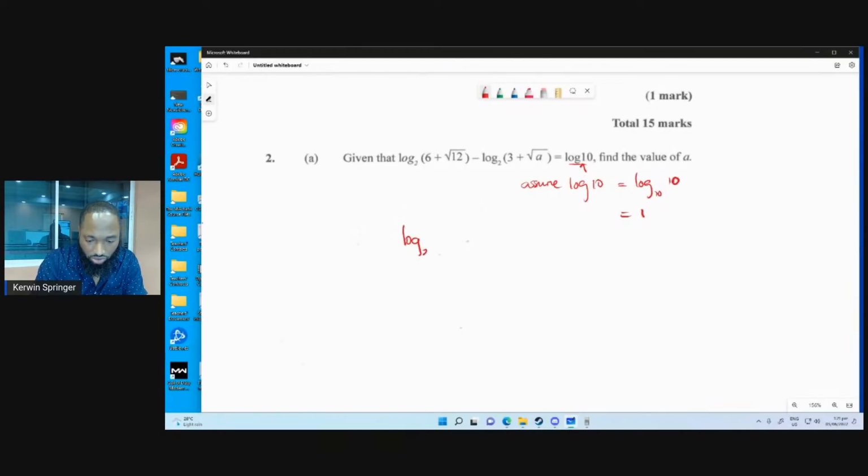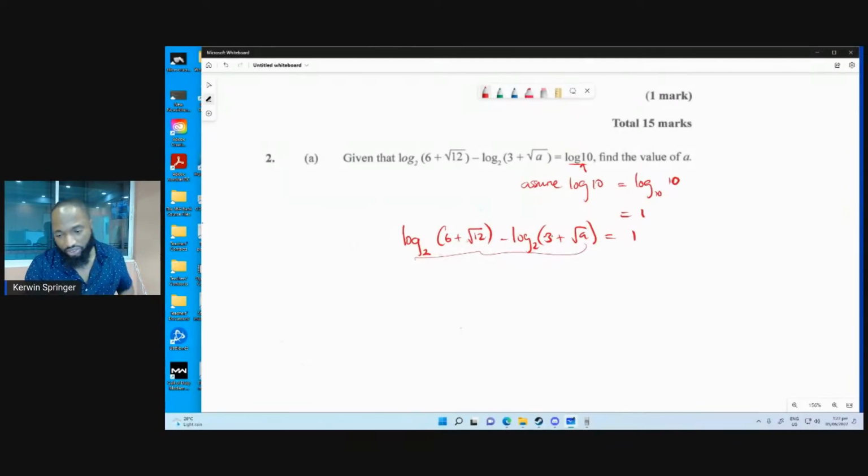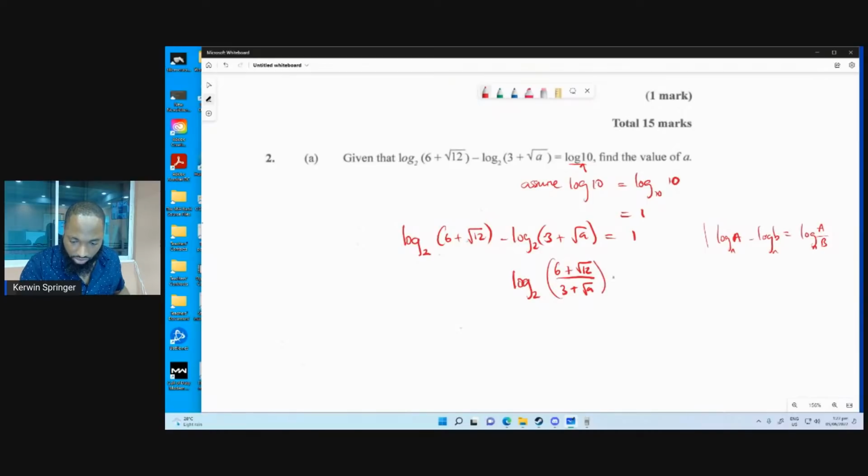So log base 2 of (6 plus root 12) minus log base 2 of (3 plus root a) equals 1. Find the value of a. Well, this is a subtraction, and when you're subtracting logs, log of a minus log of b is equal to log of a over b, provided that the bases are the same. So this is really the log to the base 2 of (6 plus root 12) over (3 plus root a) equals 1.